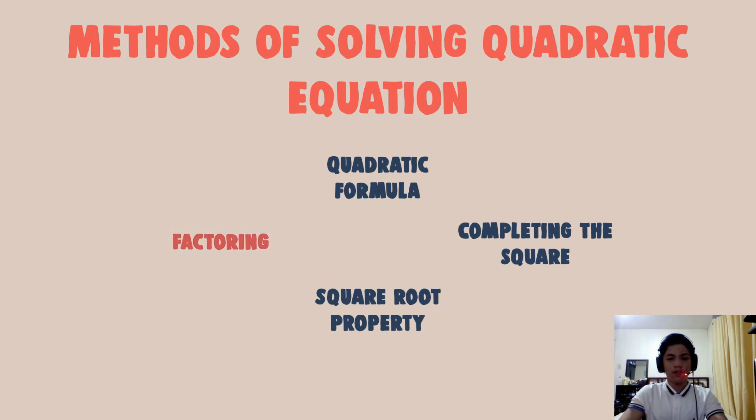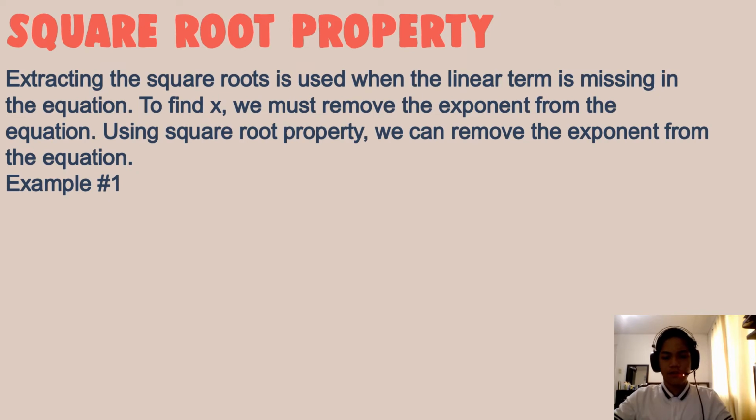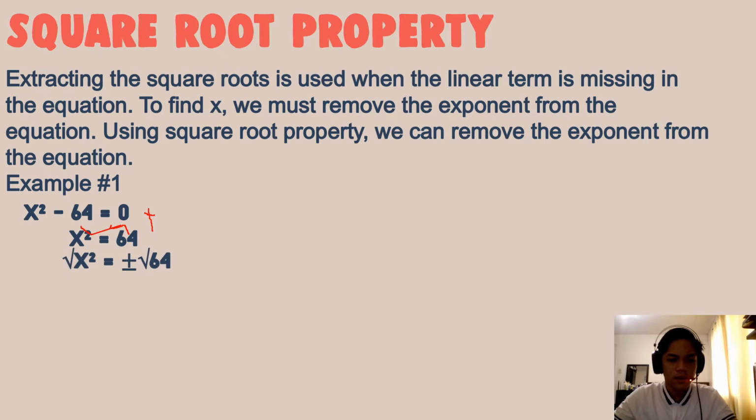There are four methods of solving a quadratic equation, but today we're going to focus on factoring and the square root property. The square root property is used when the linear term is missing. For example, x squared minus 64. To find x, we must transpose and take the square root of x squared. We just need to transpose it, and it will become positive because it's transposed. Now, this is x squared equals 64. Just take the square root, and you'll get your answer, which is positive negative 8.